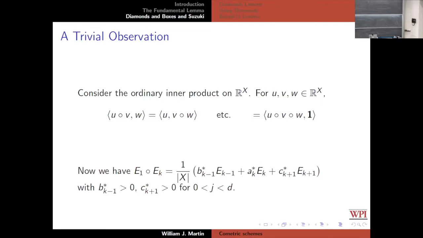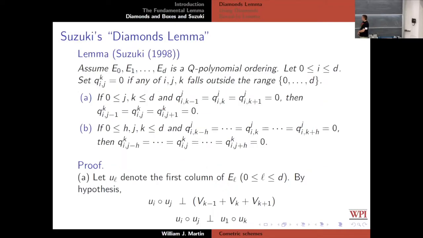We don't know about the AK star. We don't know if that's 0 or not. So we know those other two are non-zero. So here's a fundamental lemma in Suzuki's paper called the diamonds lemma. The next slide makes a lot more sense than this slide, but this is the precise statement. The next slide is the picture. I want you to remember the picture, not the precise statement.